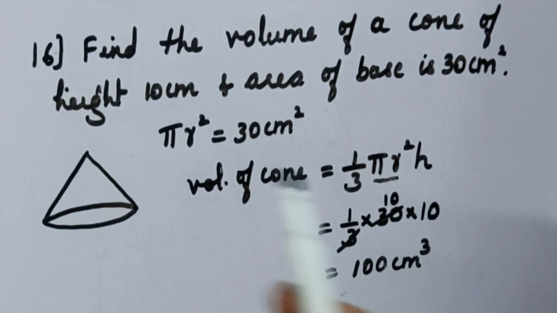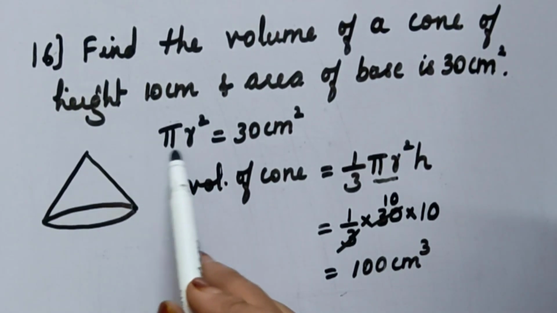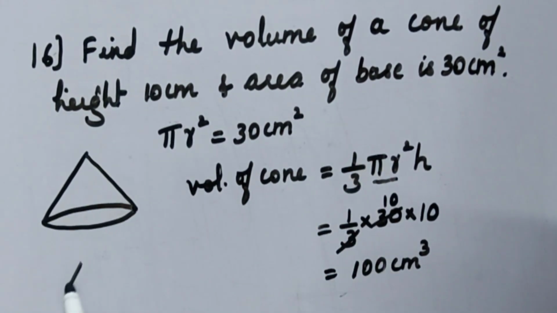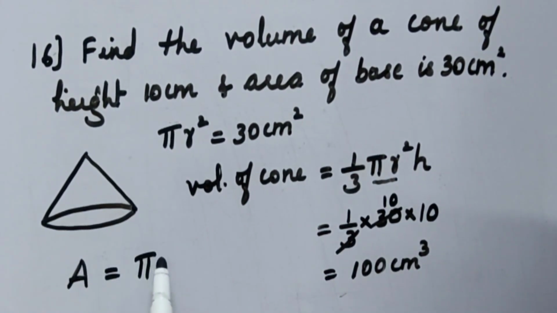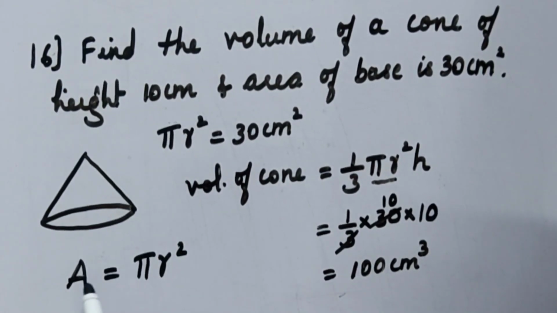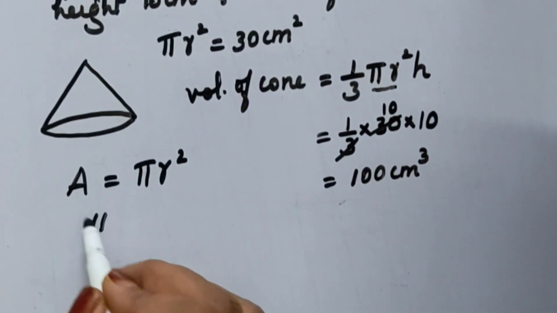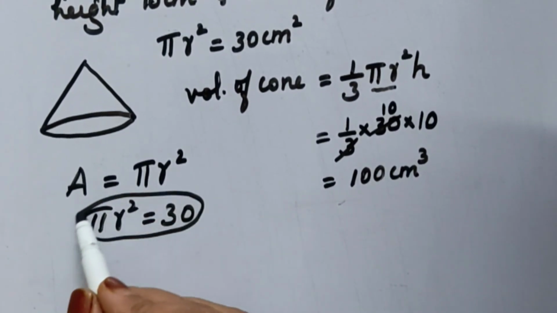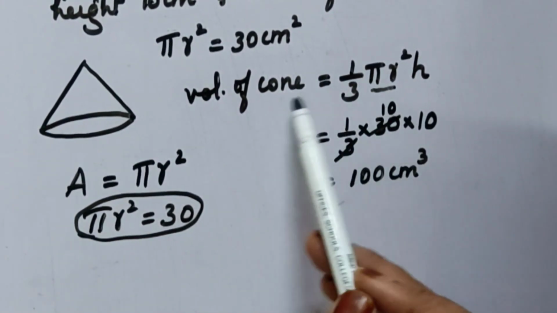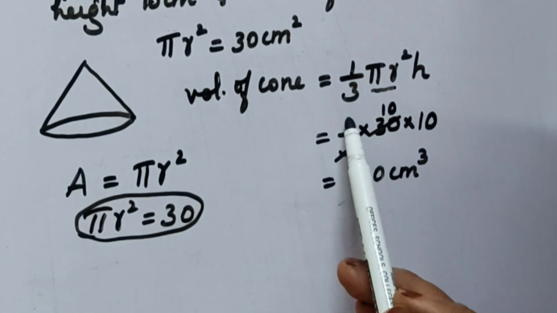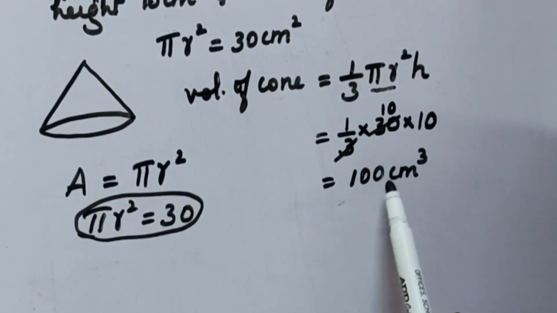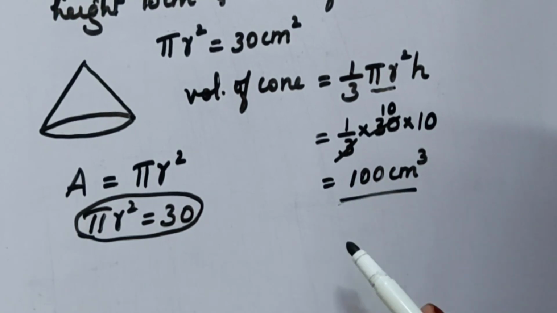Hope this is clear. Let me explain this again. This is the area, it's given the area of the base. Area formula is pi r square, but we know the area is 30. So pi r square equals 30. Let us substitute these values in the volume of the cone. 1 by 3 into pi r square is nothing but 30 into 10. When we do cancellations, we get 100 centimeter cube. Hope this is clear.